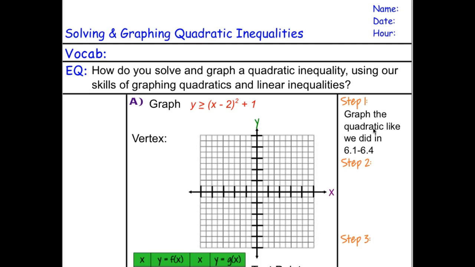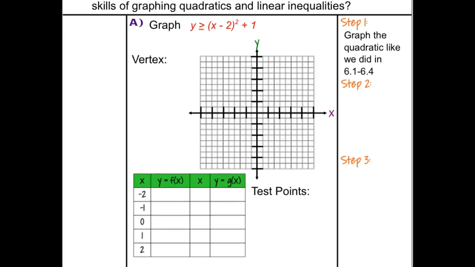Sorry, that's from last year. So we have 7.1 to 7.4. This one has a vertex at 2, 1. So I'm going to graph that point 2, 1. It opens up and it moves like a normal graph. So I'm going over 1, up 1, over 1, up 3.